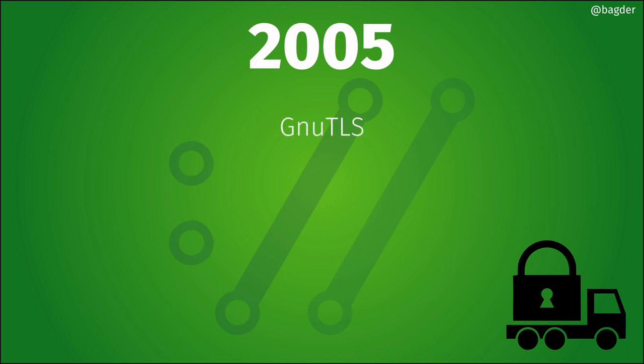Okay, we had the support for GNU TLS, which was the second TLS library. So, you know, we got that idea. Wait a minute. We don't have to support only one library. We can actually support either of these libraries. We didn't do it very nicely to begin with. Basically, a lot of ifdefs, a lot of separate ways to do it.